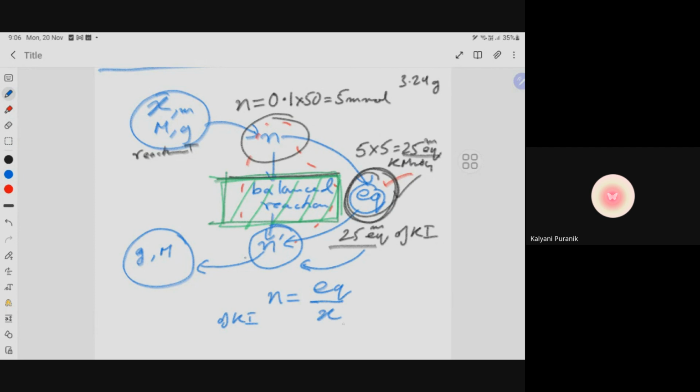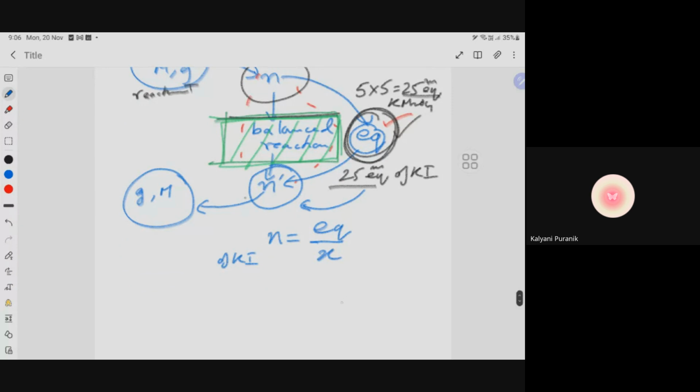So now to get the X factor, you'll say, okay, what was the reaction? You don't know the whole reaction, but you at least know that KI became I2. And we know that K would have done nothing wrong. K is never the culprit. I is the culprit. So I minus has become zero. Each I minus has become I zero. So what is the X factor? It's a change of one. X factor is one. Is that clear, guys?